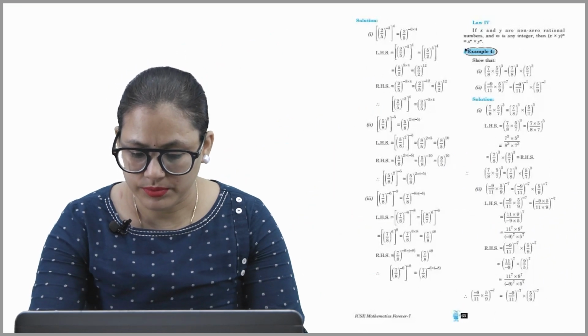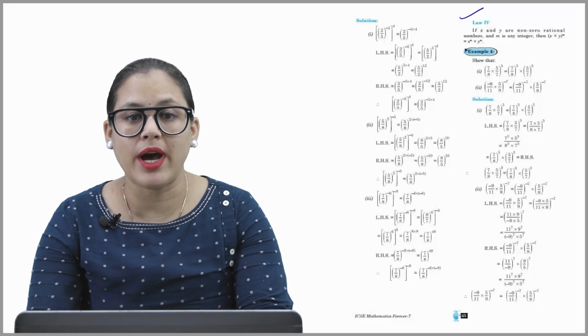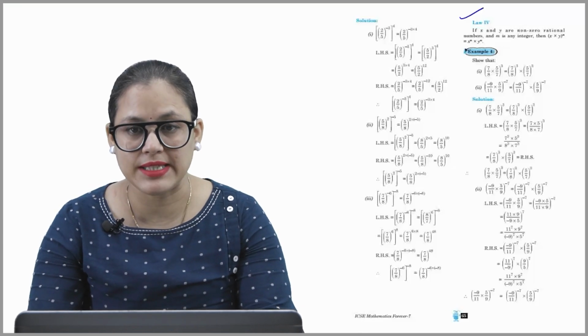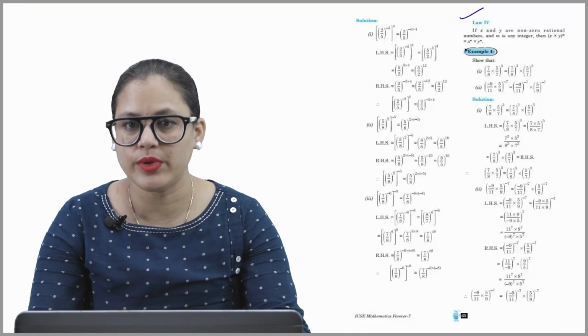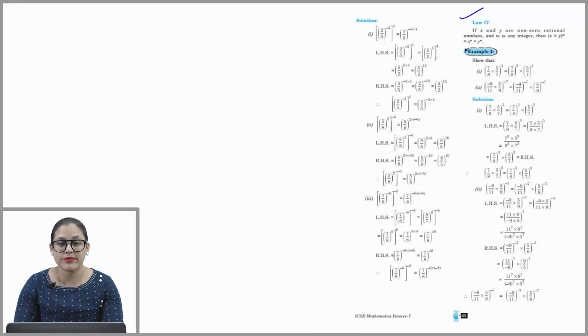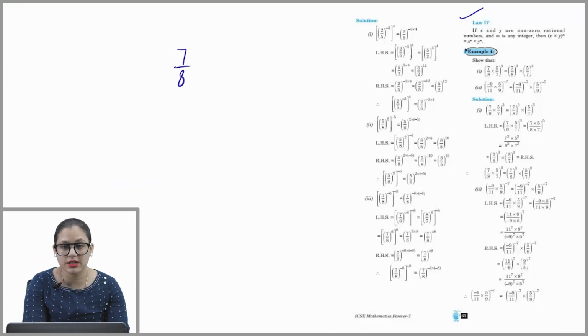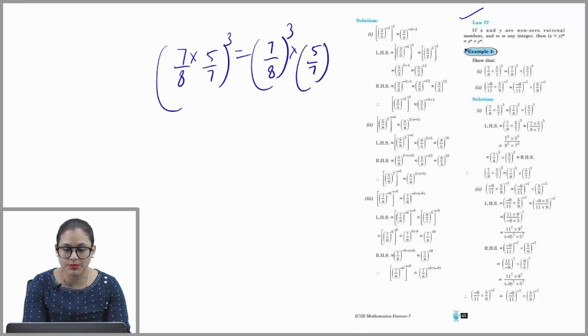Law number 4. If x and y are non-zero rational numbers and m is any integer, then (x into y) raised to the power m is equal to x raised to the power m into y raised to the power m. For example, we have to show that (7/8 into 5/7) raised to the power 3 is equal to (7/8) raised to the power 3 into (5/7) raised to the power 3.